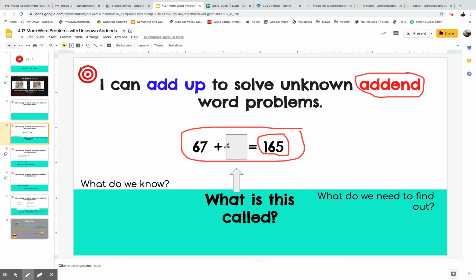So Mavs, what is one way that you could possibly find the missing addend in this equation? Think about what information we already know and what information we need to find out.